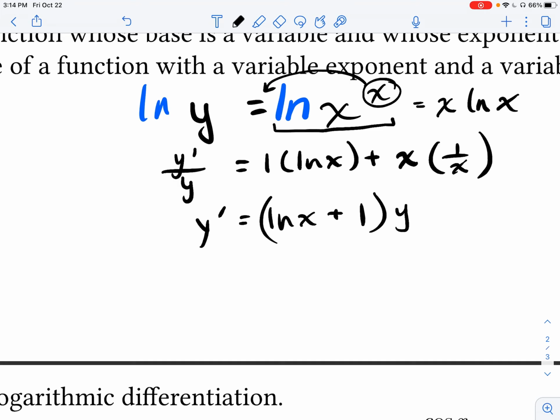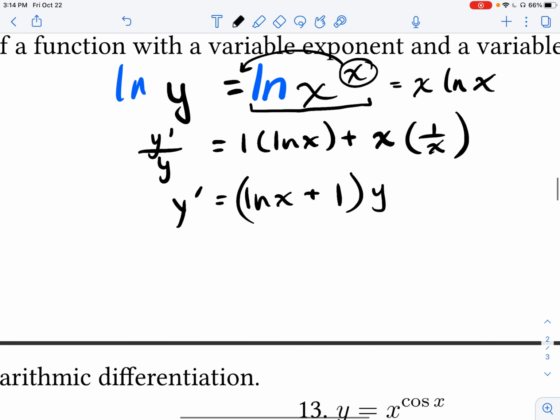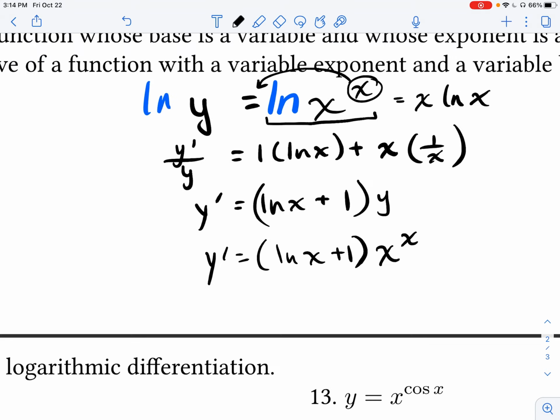We said y was equal to x to the x. So we're going to substitute that back in. y prime is equal to the natural log of x plus 1 times x to the x. And there we go. That is the derivative of y is equal to x to the x power.